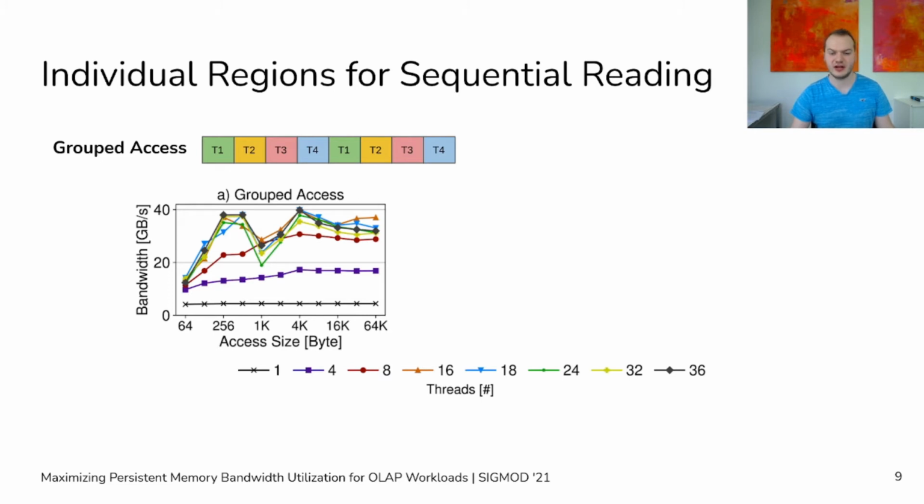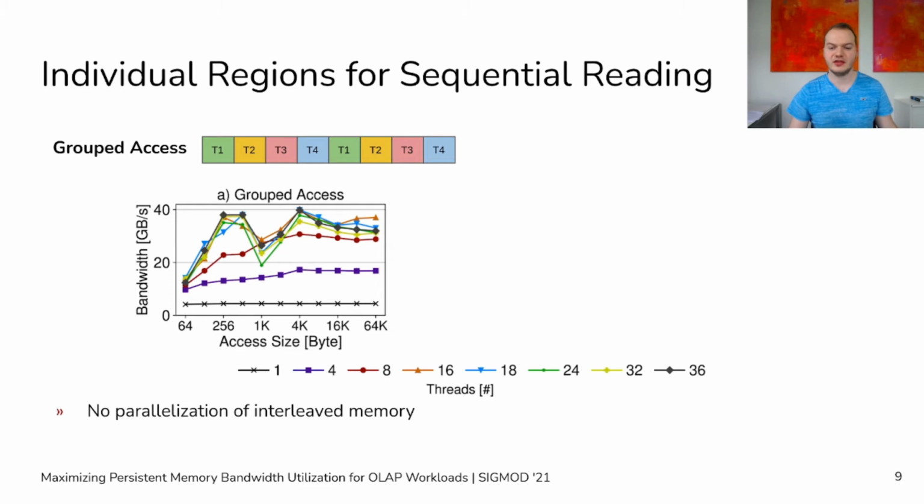Examining this read behavior in dependence of the thread count and the used access size results in the following bandwidth. The access size in byte is on the x-axis, the bandwidth in gigabytes per second on the y-axis. The different lines represent the different thread counts. As we can see, more threads generally improve the bandwidth. However, utilizing all physical cores is enough to fully saturate the PMEM.